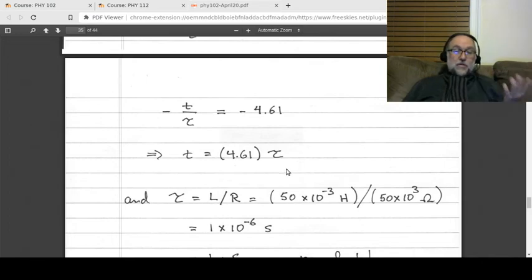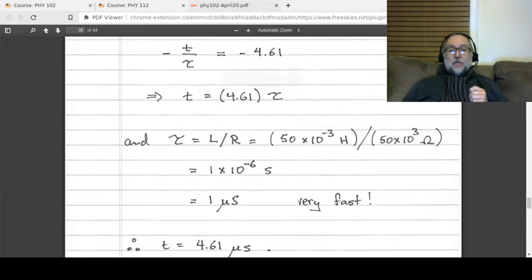And you say, but do I know tau? And you do, because I told you what L is, and I told you what R is, and tau is equal to L over R. So L is 50 millihenries, so that's 50 times 10 to the minus 3 henries. R is 50 kilo ohms, so that's 50 times 10 to the 3 ohms. And if you divide this out, that's 1 times 10 to the minus 6 seconds. 10 to the minus 6 is a microsecond. So the time constant here is really short. It's only 1 microsecond. Okay, so this is very fast.